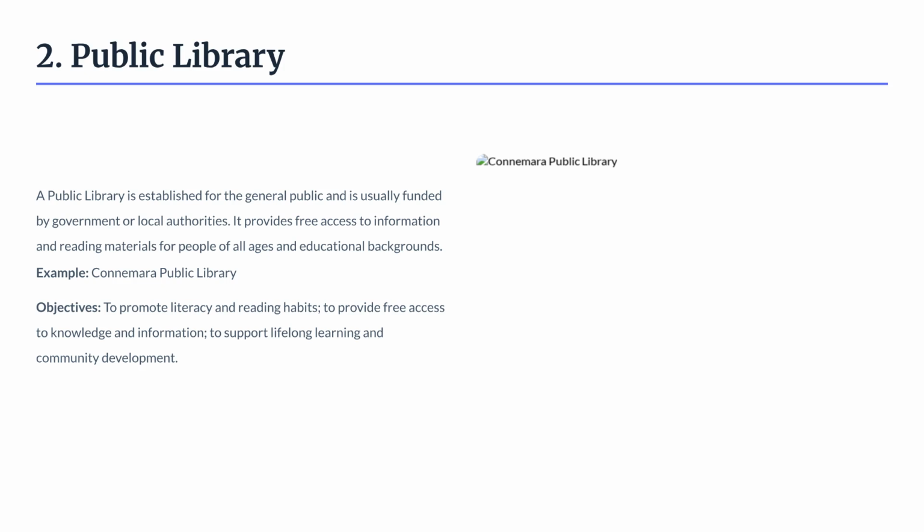The library functions by lending books, providing newspapers and magazines, and offering reference and information services. To engage the public, it organizes dynamic activities and programs such as children's reading groups, cultural events, book exhibitions, community education workshops, and mobile library services tailored for rural areas.